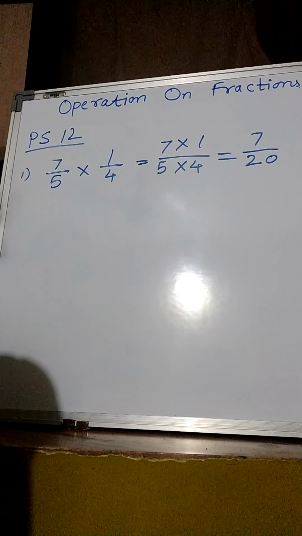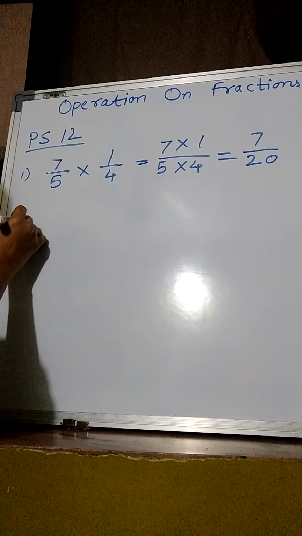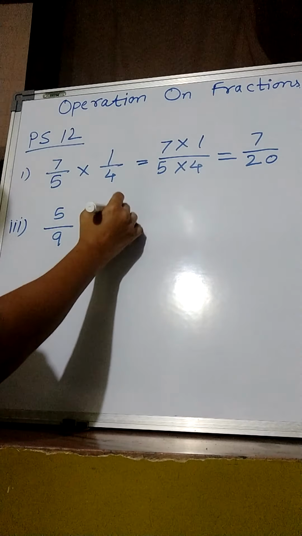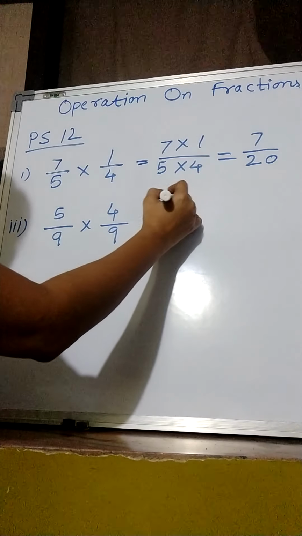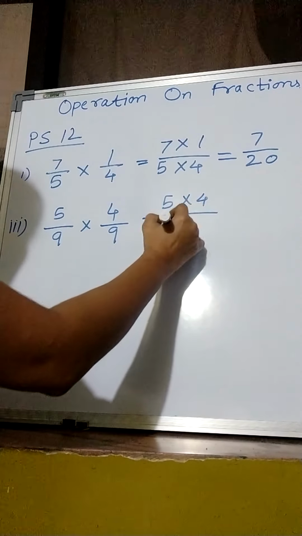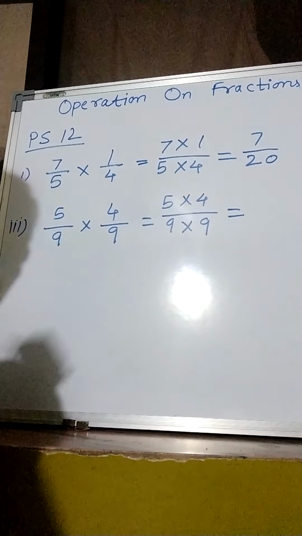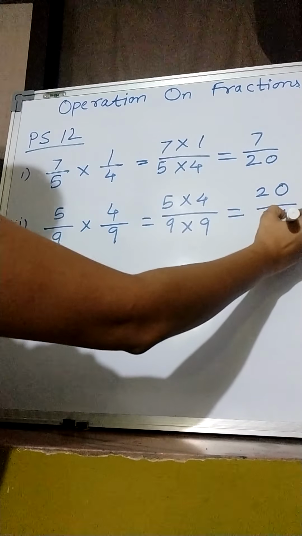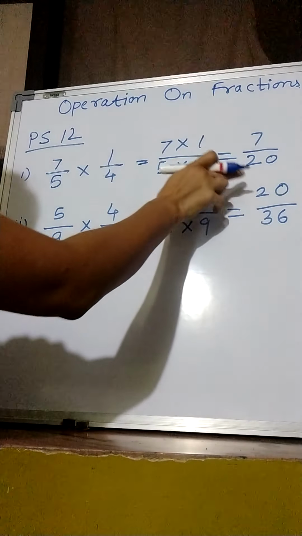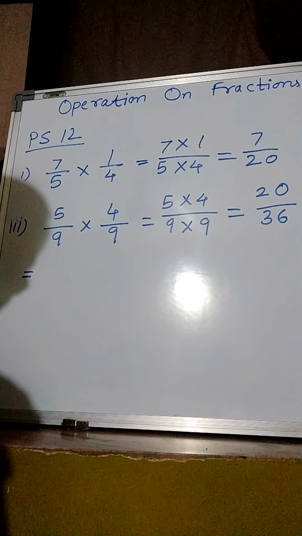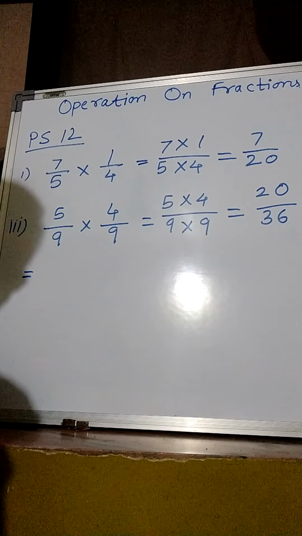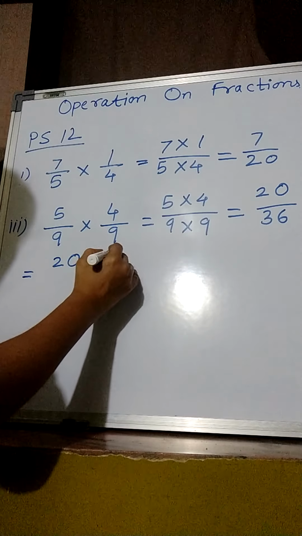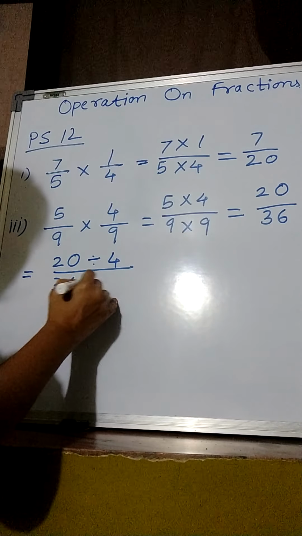Now I am taking question number 3. 5 upon 9 multiplied by 4 upon 9. 5 multiplied by 4, 9 multiplied by 9. 5 fours are 20, 9 nines are 81. Now say in this case 20 and 36 are coming in one table. Which table? The 4th table. So divide 20 by 4 and 36 by 4.